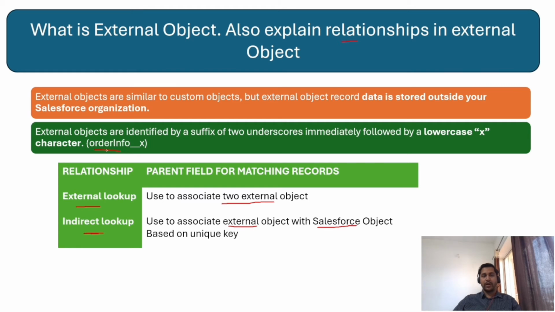For example, you are bringing up the order info details from the third party system and you want to show that order info with respect to the Salesforce standard object like account. Then you will be creating the indirect lookup relationship in that scenario. But make sure that whenever you have to create any indirect lookup relationship, it must be based on the unique key, and that's where your concept of external id will come into the picture.